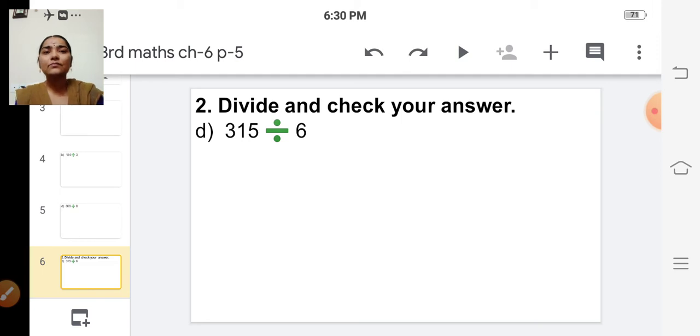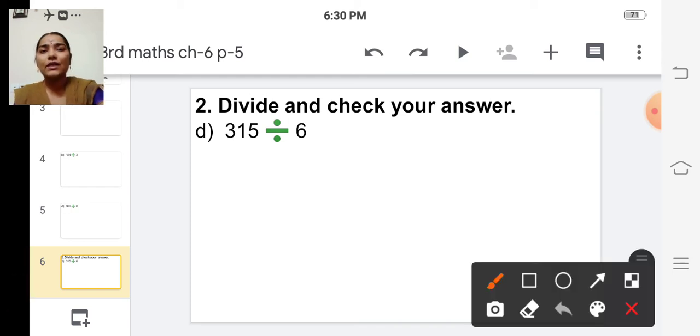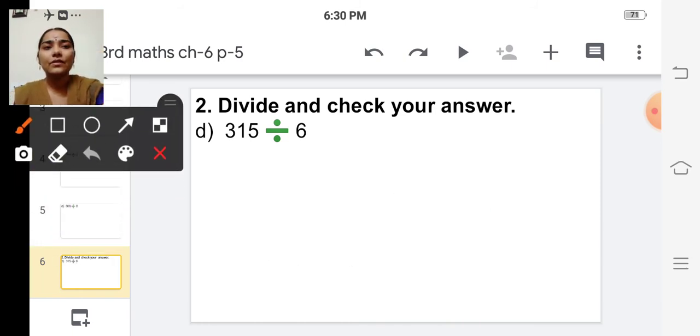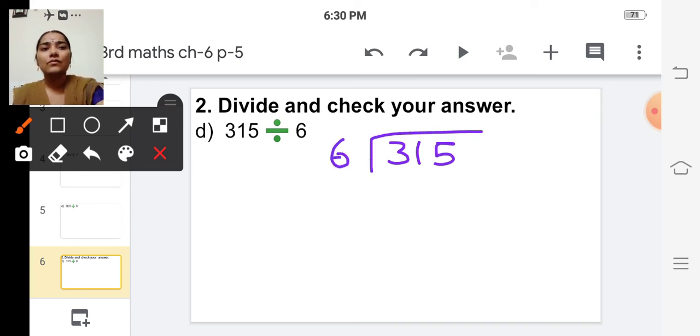Yes. So first one, D. 315 divided by 6. 315 divided by 6. So shall we divide? 315 divided by 6. So we have to take the first 2 digits of the dividend. Isn't it? Then only it will be greater than the divisor.